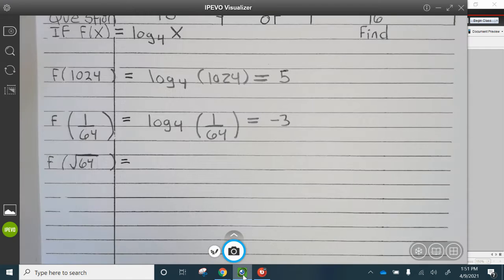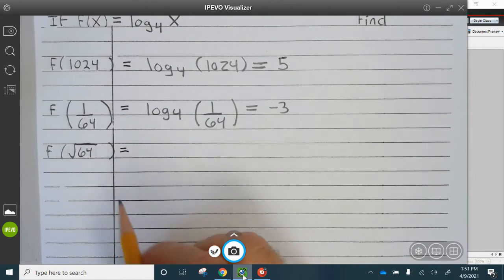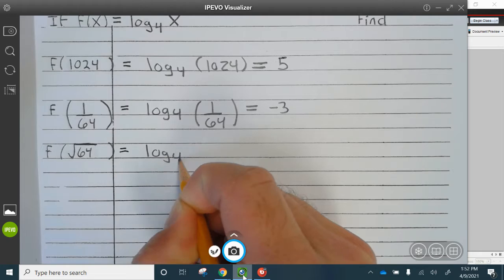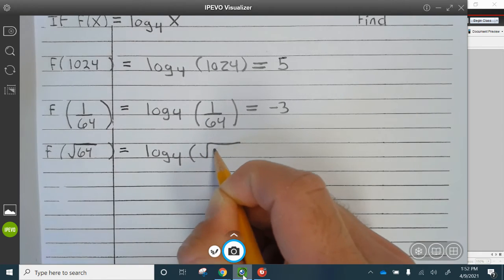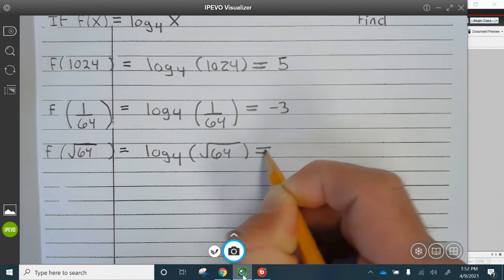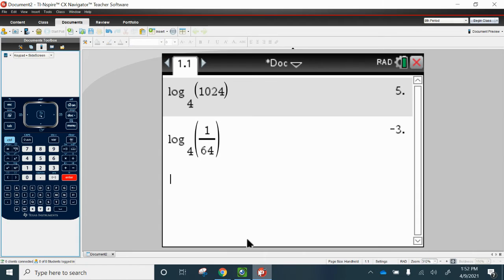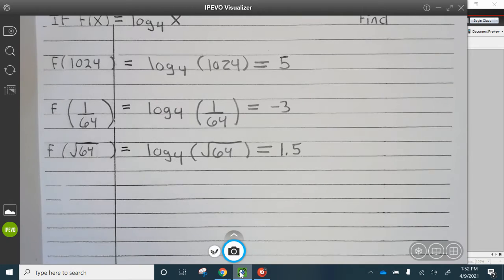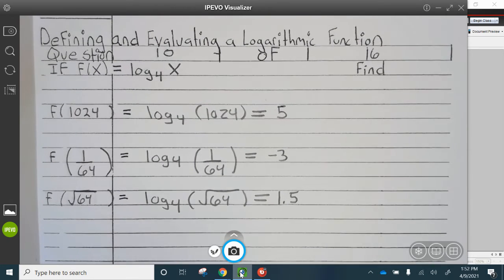Now we have f of square root of 64. So that's log base 4 of the square root of 64 equals. Let's put that in our calculator. So I'm going to do control log base 4 of control square root of 64 equals 1.5. All right, go ahead and finish up question 10.